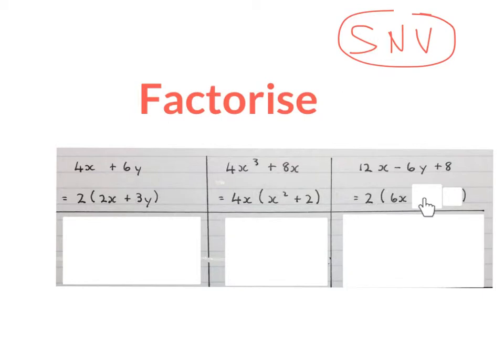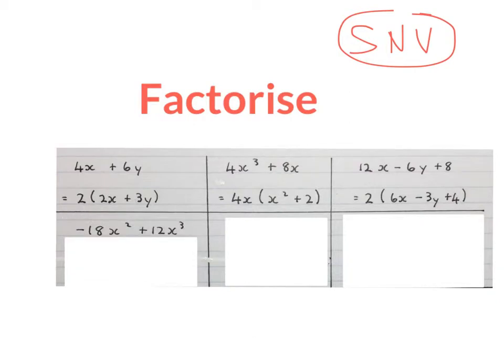2 times what will give me minus 6y? That'll be minus 3y. And plus 2 times what will give me a plus 8? Yes, it's plus 4. Then we stop there.